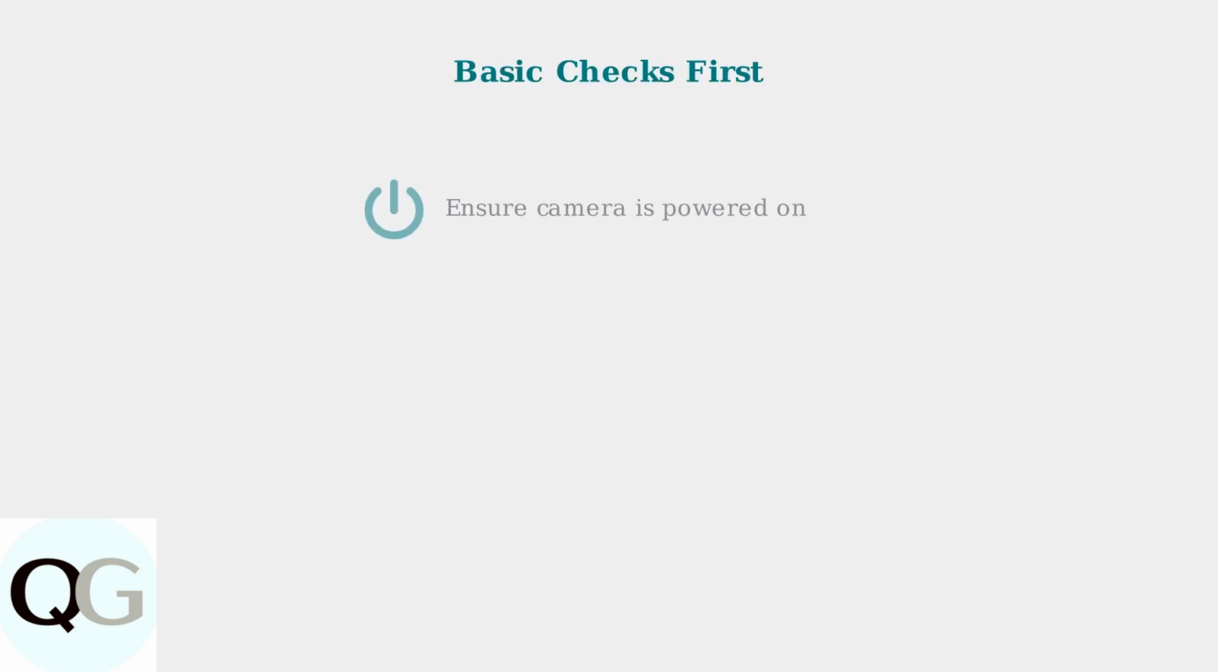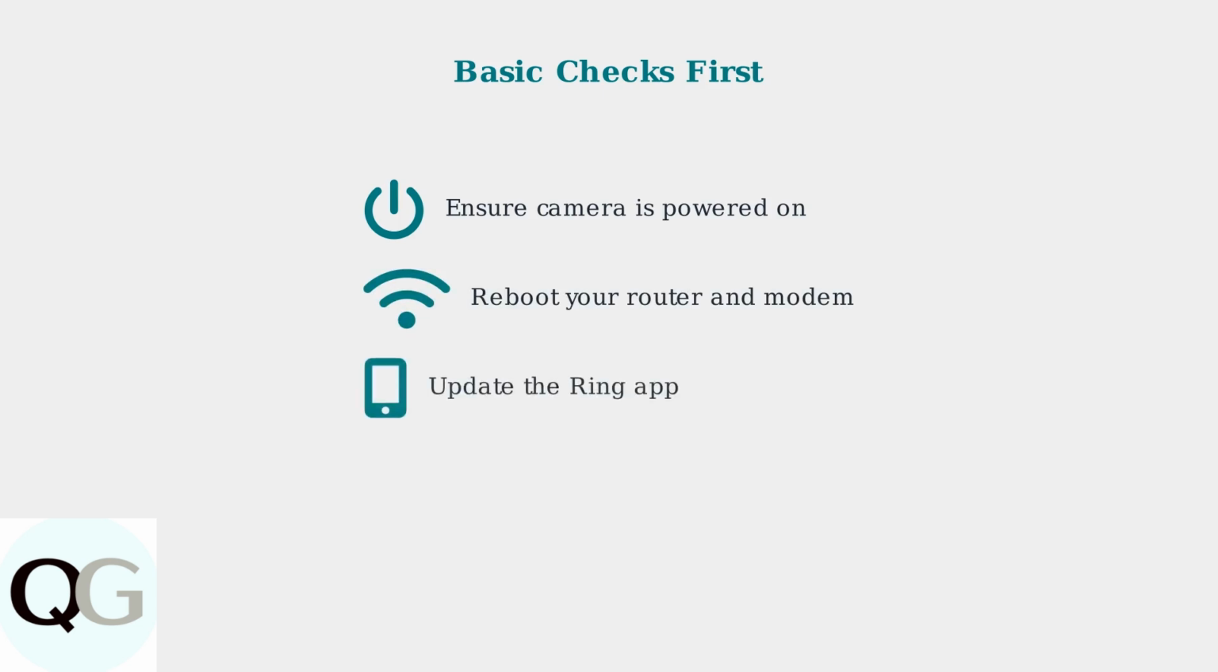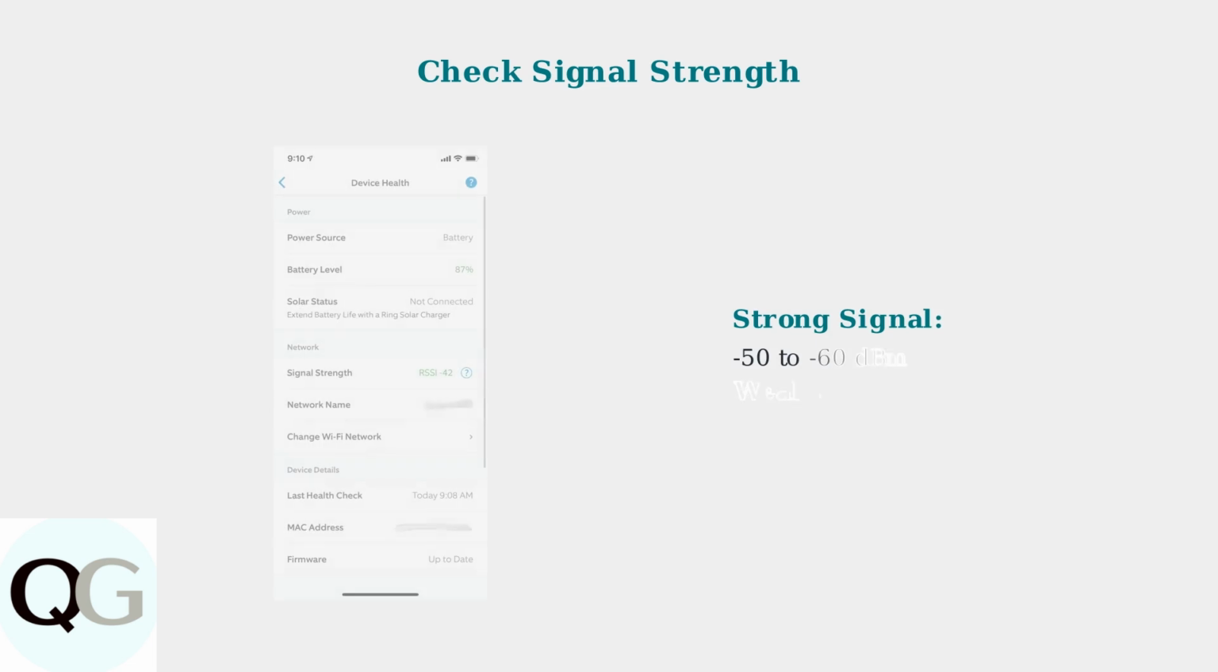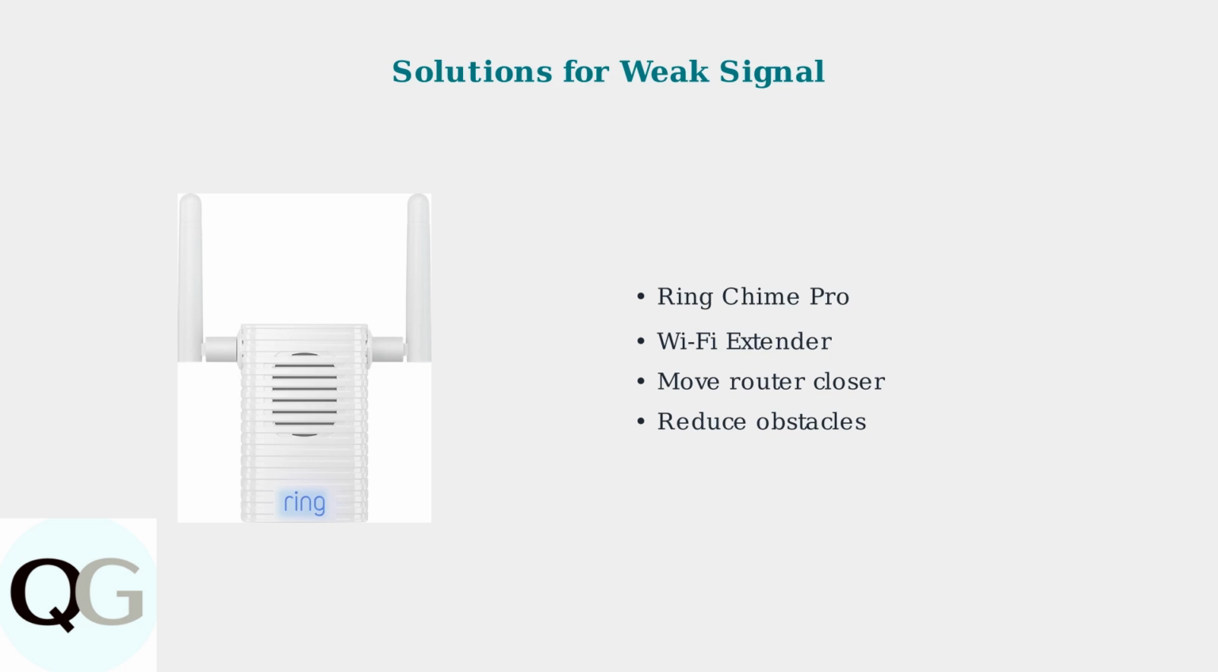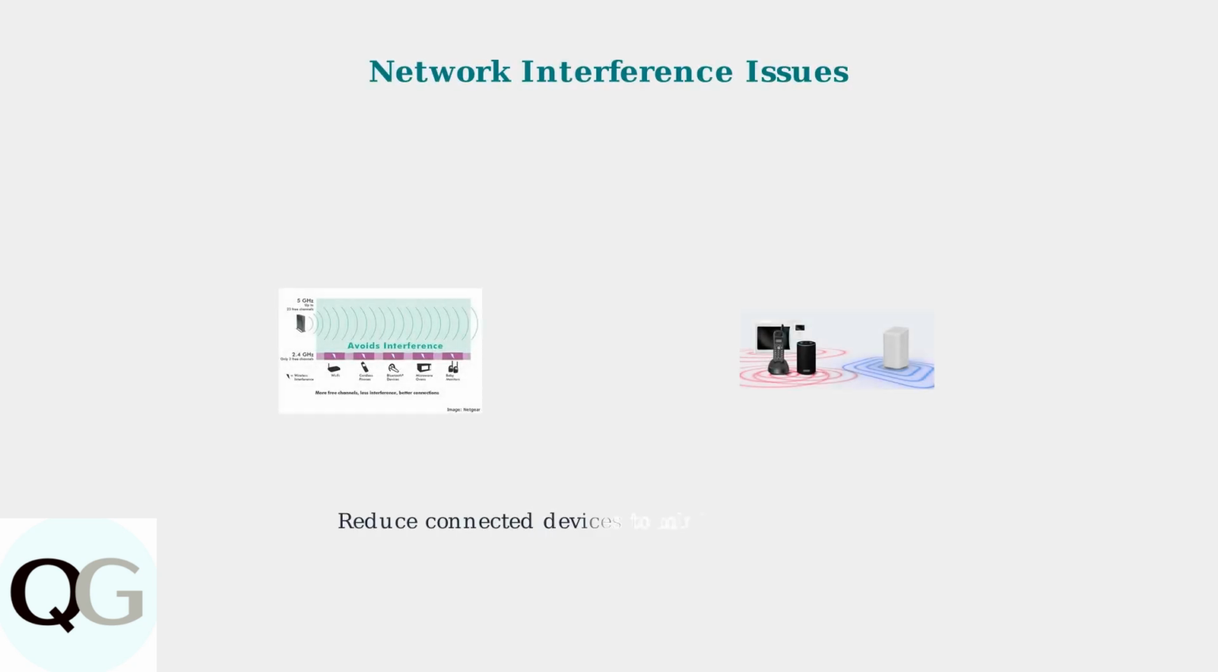When your Ring Floodlight Camera won't connect to Wi-Fi, start with these basic troubleshooting steps. Next, check your Wi-Fi signal strength in the device health section of the Ring app. A strong signal ranges from -50 to -60 dBm. If your signal is weak, you have several options. Consider a Ring Chime Pro to extend your Wi-Fi range, use a Wi-Fi extender, or move your router closer to the camera. Network interference can cause connection problems.